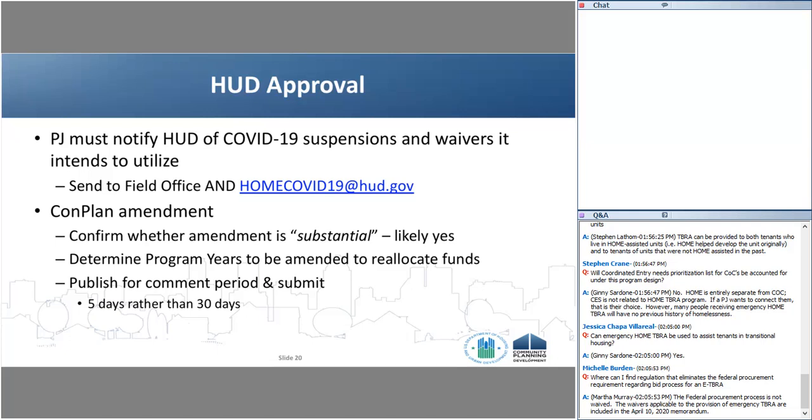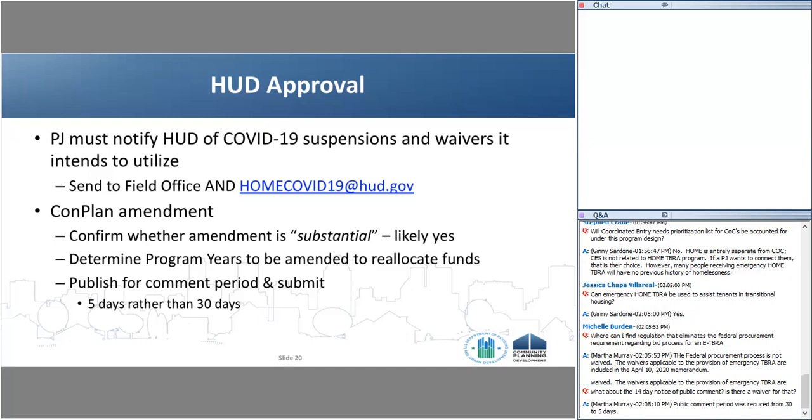PJs need to notify their assigned HUD field office, and also when you send that to the field office, you've been asked to email that request as well to the Office of Affordable Housing Programs at headquarters using the email address homecovid19@hud.gov.